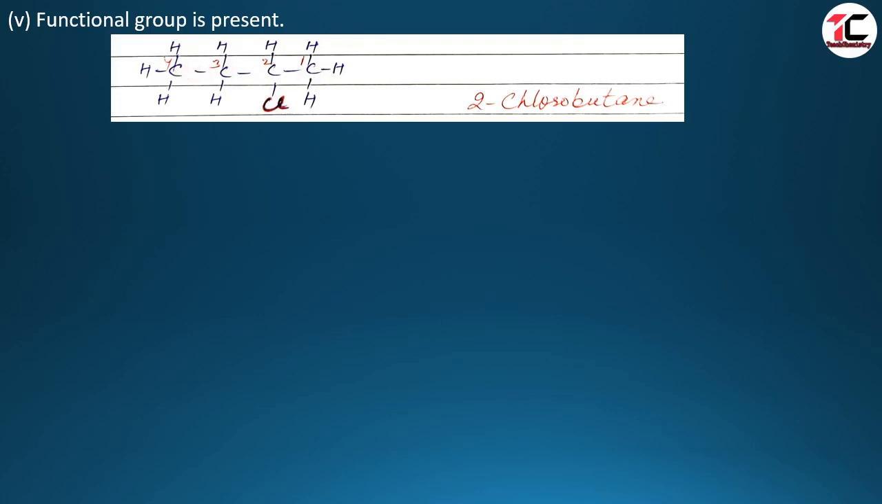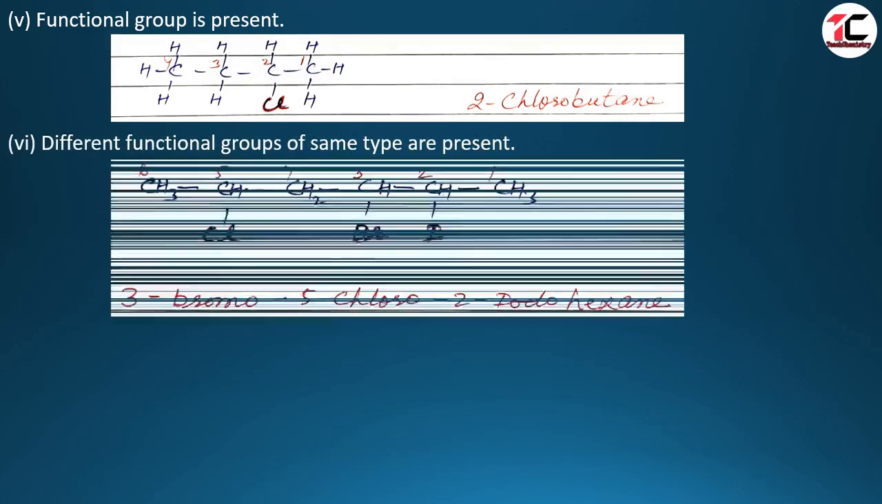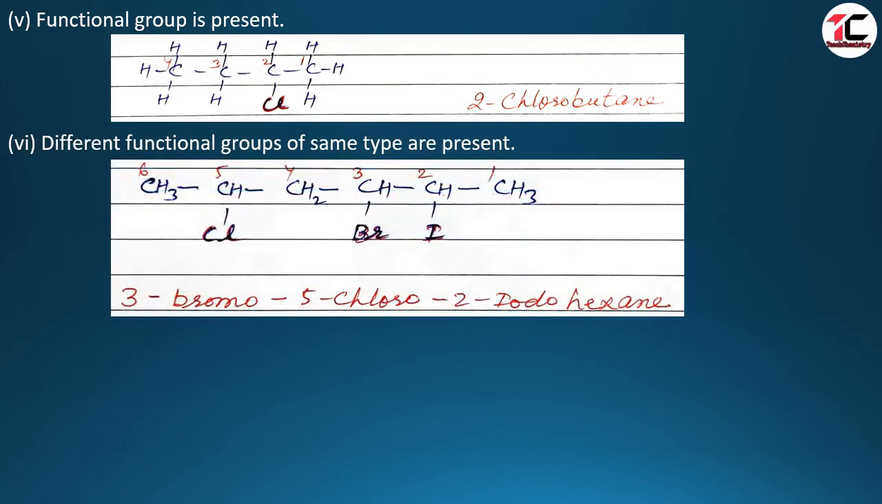Now naming. At number 2 there is chlorine, so we will write 2-chloro. Here is a chain of 4 carbon atoms with single bonds, so it is butane. So its name is 2-chlorobutane. If different functional groups of the same type are present, let us see in the example.